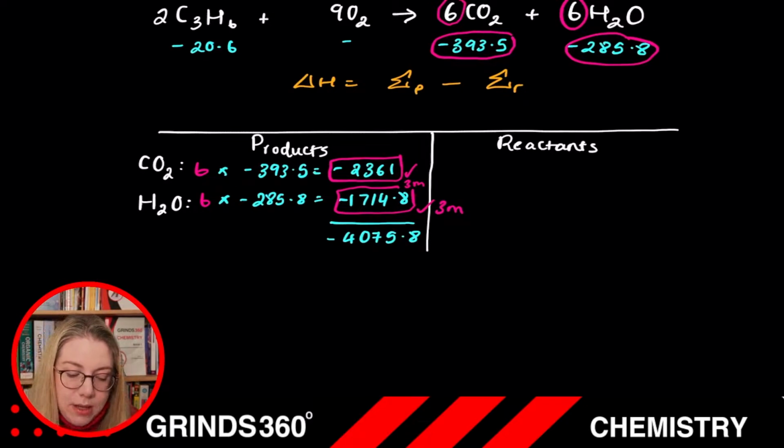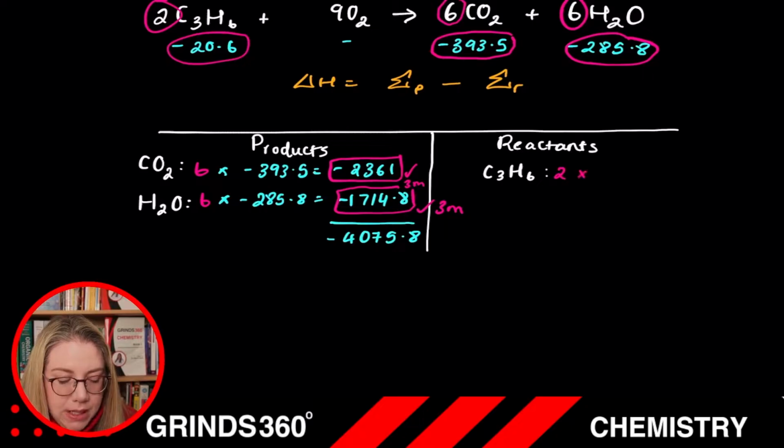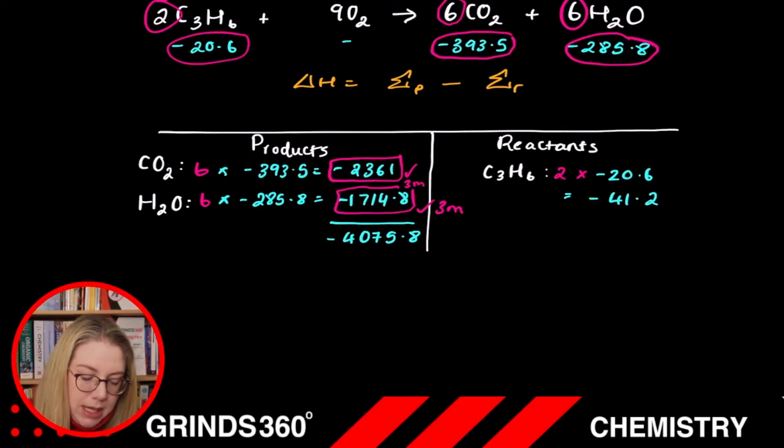Now, that's the sum. Now let's look at my reactants. I have C3H6 for the propene. You take the number in front of the propene and multiply it by the heat of formation of propene. 2 multiplied by minus 20.6. Minus 20.6 multiplied by 2 is minus 41.2. Now we're not getting marks for that, we get marks for substituting.